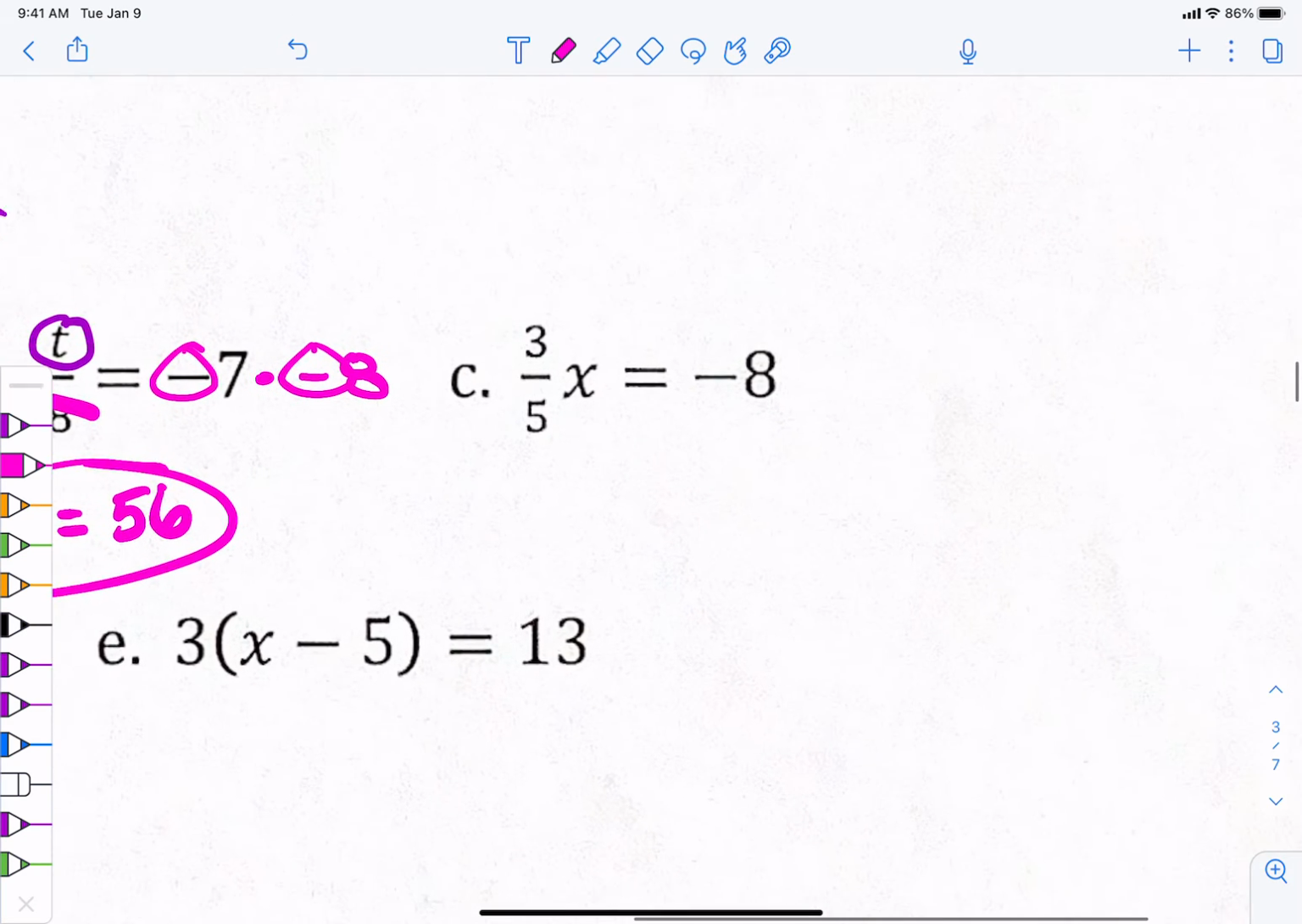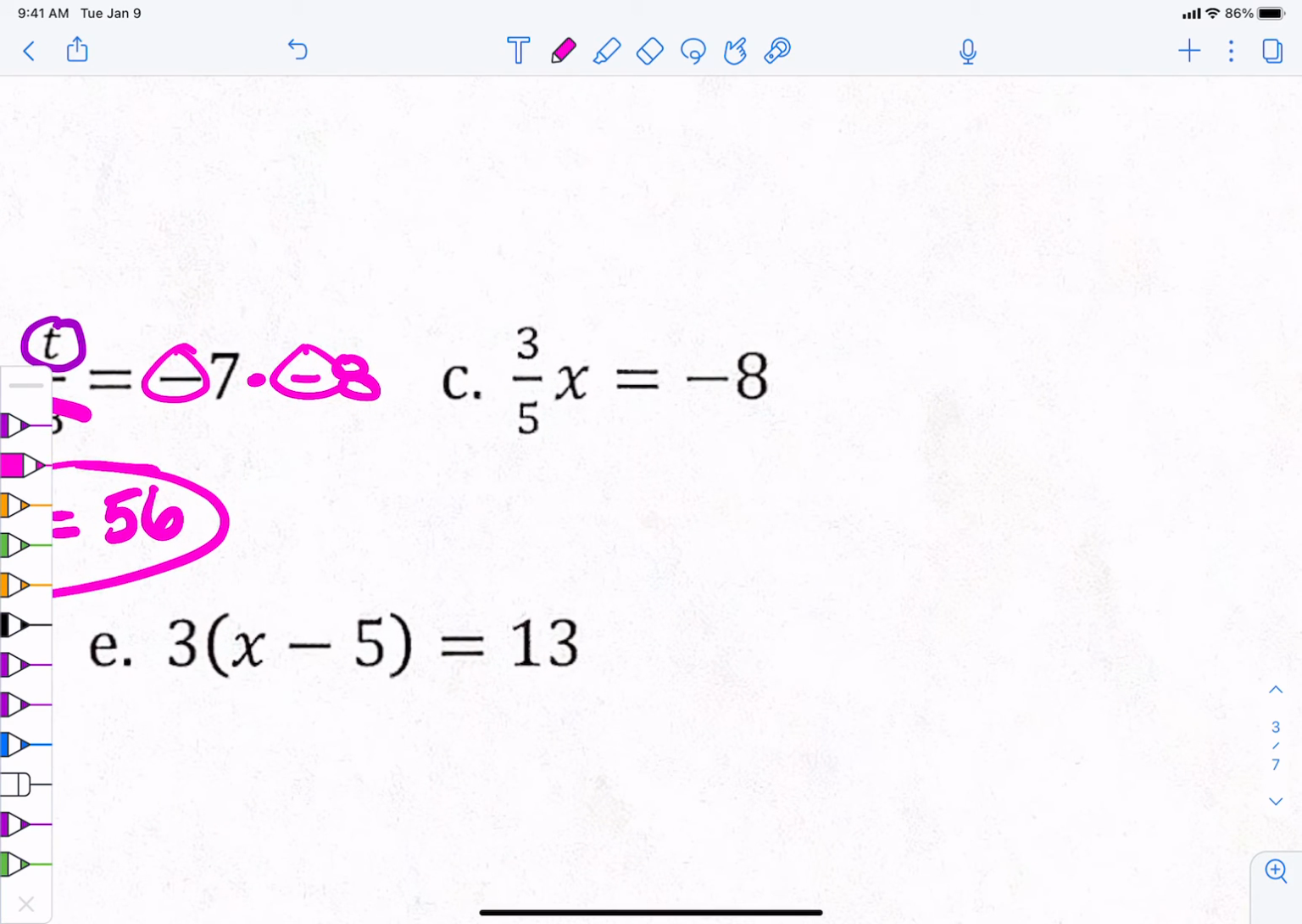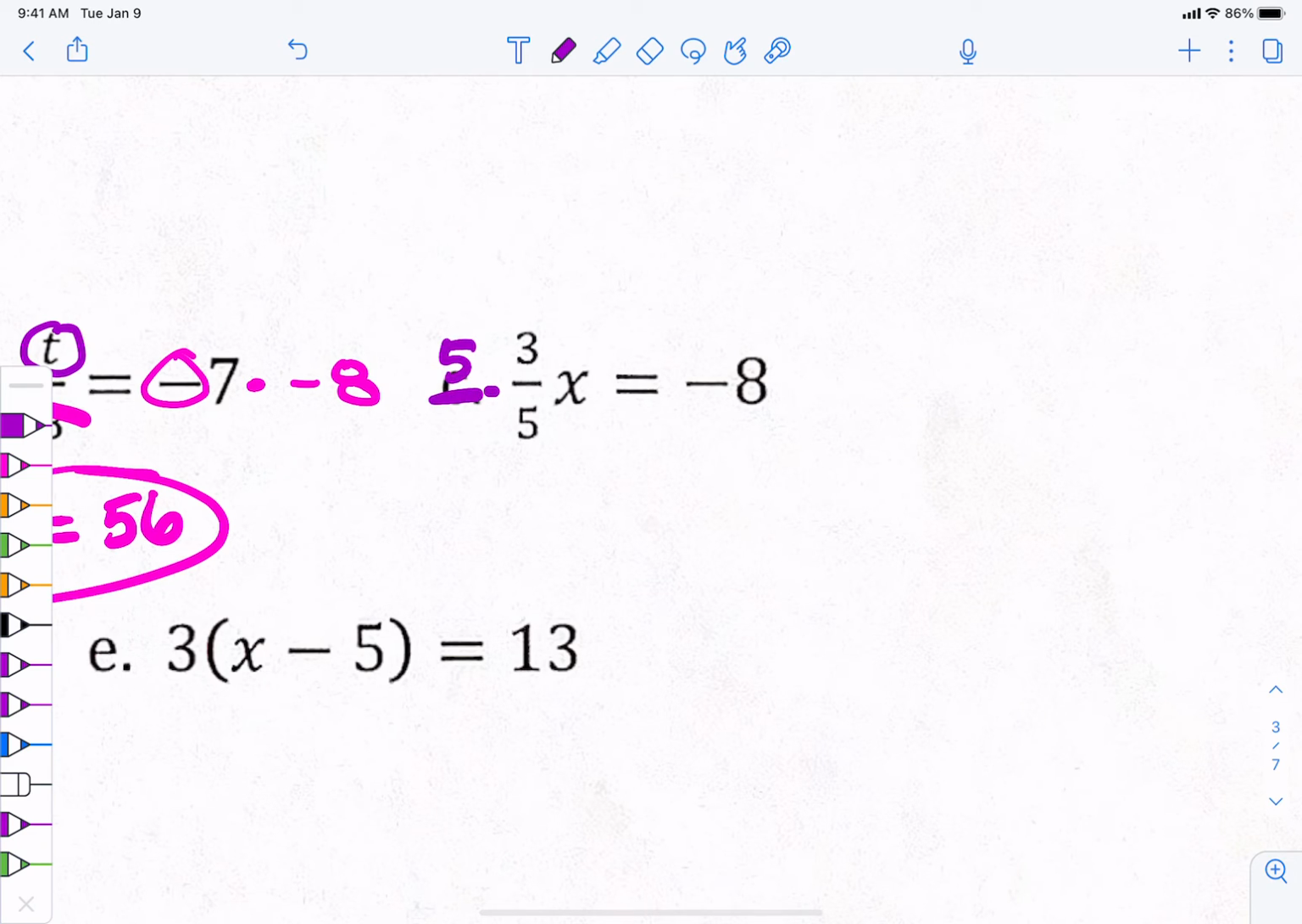Yep. Okay. C, we have 3/5 x. I want to get that x by itself. You're dividing by 3/5, but instead of doing that, we could multiply by 5/3. Really easy. Times 5 over 3, and that makes this go away. The 5's cancel, the 3's cancel. So I'm going to do the same thing over here. Times 5 over 3.